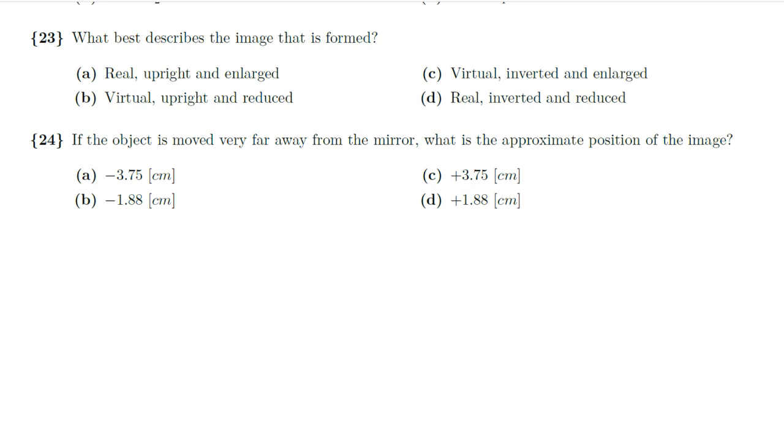The last question on this, you may or may not have seen before, but it's a relatively simple one. If an object is moved very far away from the mirror, when we say very far, we're talking about the distance away from the mirror being so large that you might as well call it infinity. That number, whatever number you choose to use, is significantly larger than any other number you use in the problem. So you call it infinity. What is the approximate position of the image? So where does the image form?